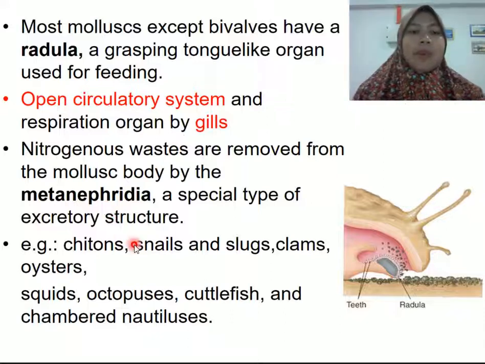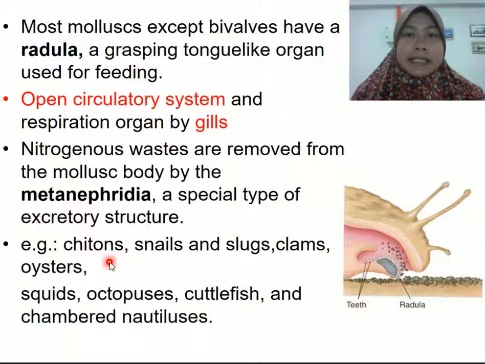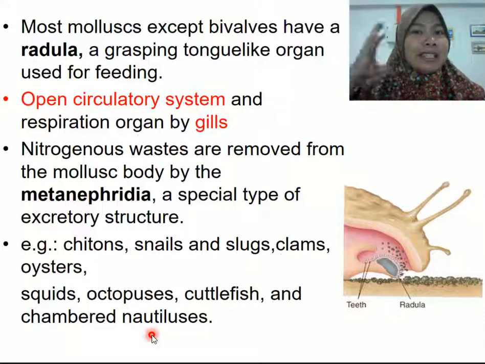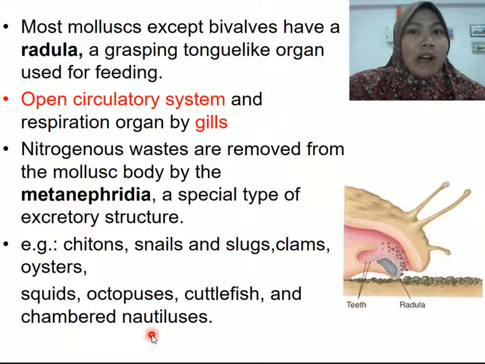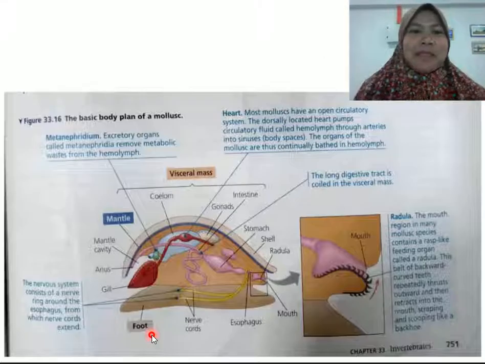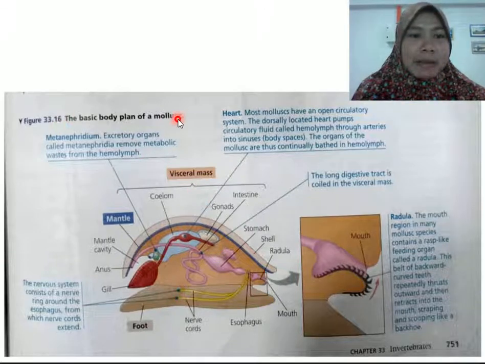What are the examples of animals in this phylum? They are chitons, snails, slugs, clams, oysters, squids, octopus, cuttlefish, and also the chambered nautilus. Later I'll show you the picture of the chambered nautilus. If you watch the mermaid story, the nautilus is the one the mermaid used to hear the sound of the father inside the ocean, something like that.